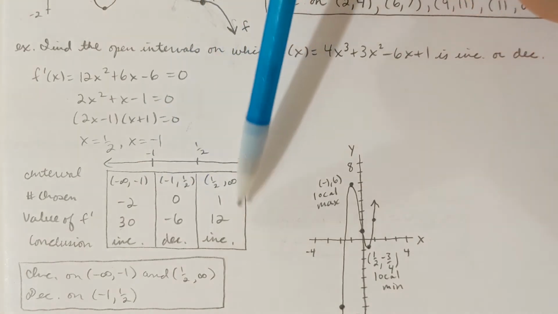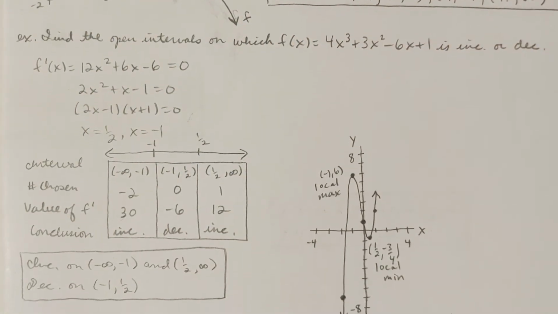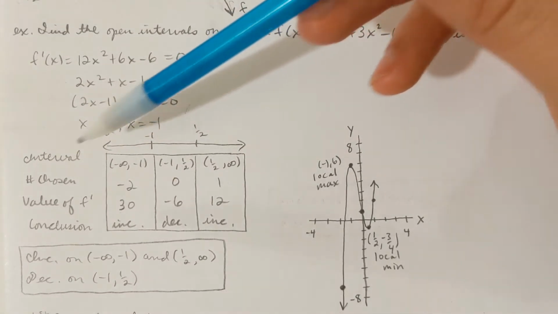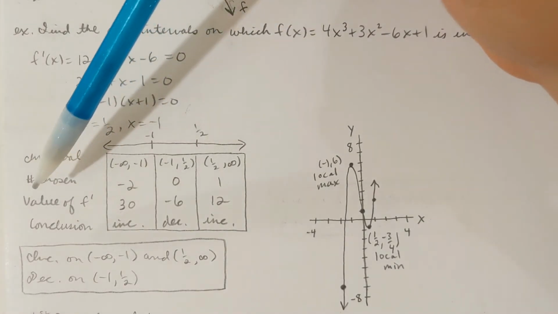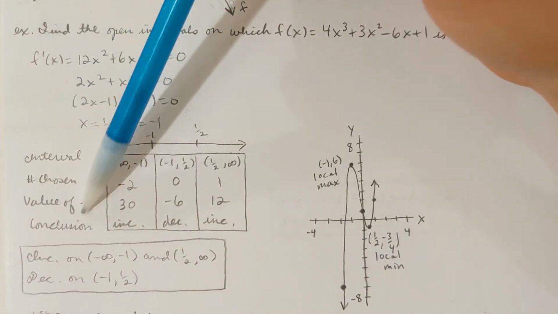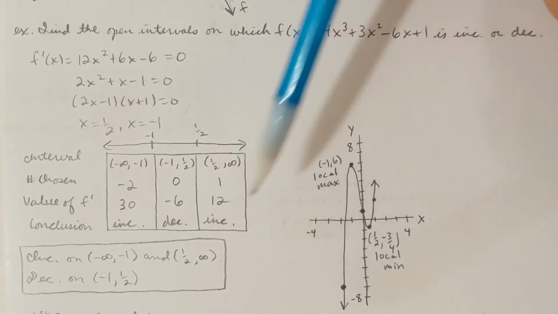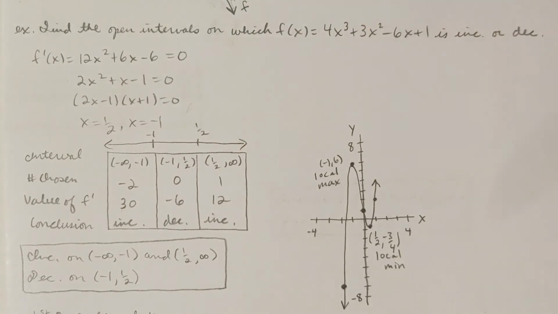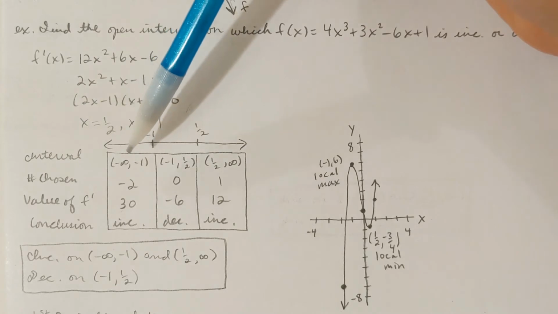Here's the table template that I would like you to use for the increasing and decreasing test. We will be using similar table templates for other tests in this section, and you'll see me doing that in the notes here. So I'm going to say interval, number chosen, value of f prime, and then the conclusion. I've got my 3 groups established, these 3 intervals, and now the next thing I'm going to do is choose any number I want, but it's got to be in that interval.